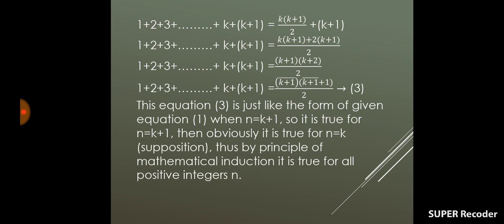If we simplify the right hand side, then we get equation number 3. This equation number 3 is just like the form of given equation number 1 when n is equal to k plus 1. So it is true for n is equal to k plus 1. Then obviously it is true for n is equal to k, which is our supposition. Thus, by principle of mathematical induction, it is true for all positive integers n.